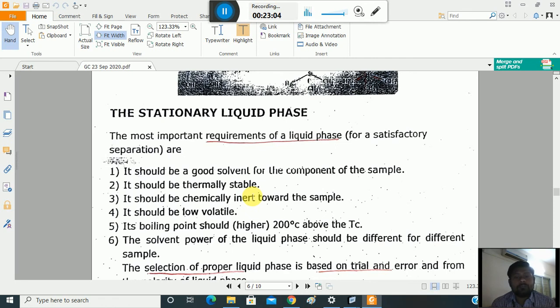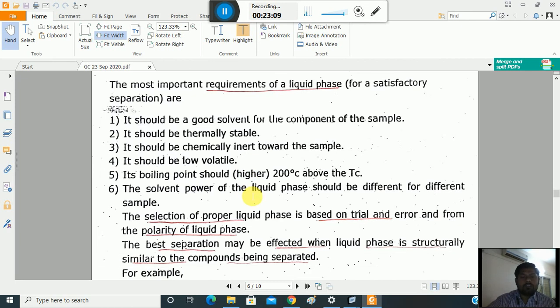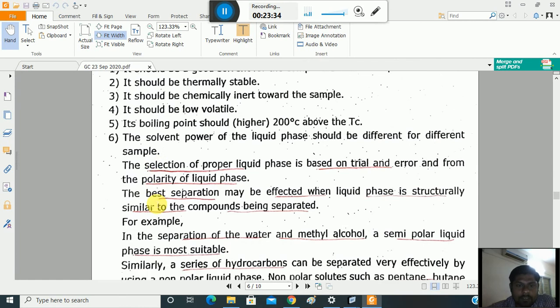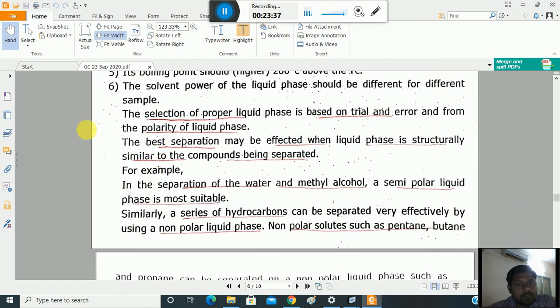Okay, then next, the stationary liquid phase. The most important requirements of a liquid phase are: it should be a good solvent, number one. It should be thermally stable. It should be chemically inert towards the sample. It should have low volatility. Its boiling point should be higher, that means 200 degrees Celsius above the critical temperature. The solvent power of the liquid phase should be different for different samples. All these points were also discussed earlier, and they are very easy. You must remember those points.